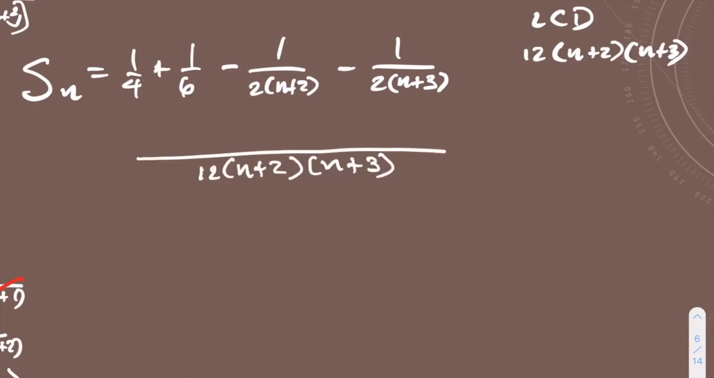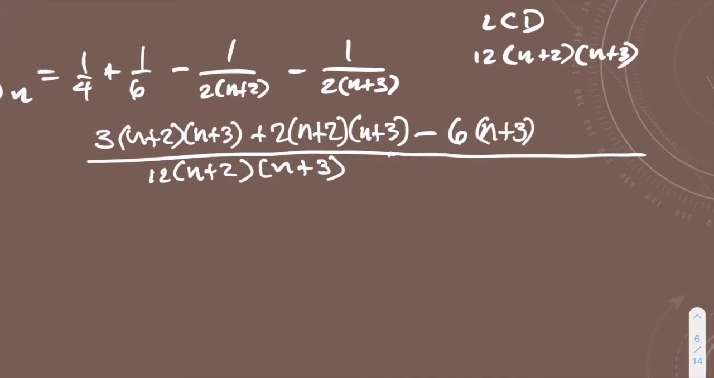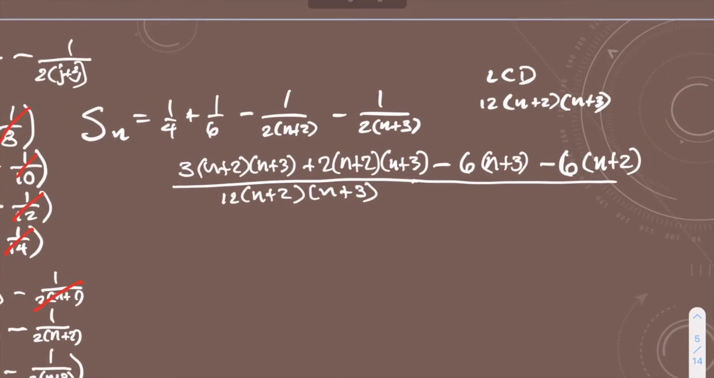That's going to take multiplying the top of the first one by 3 times n plus 2 times n plus 3. And the next one is going to take multiplying by 2 times n plus 2 times n plus 3. Okay, the next one has 2, we need 12, so we need to multiply by 6. It's 2, but we need an n plus 3. And then that last one is going to take a 6 and the n plus 2. And there we go. So now it's a matter of just cleaning that up.